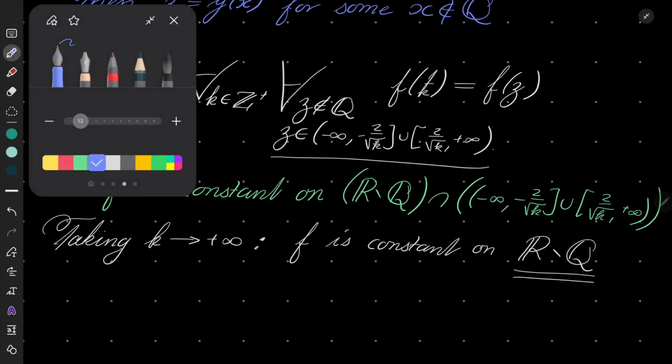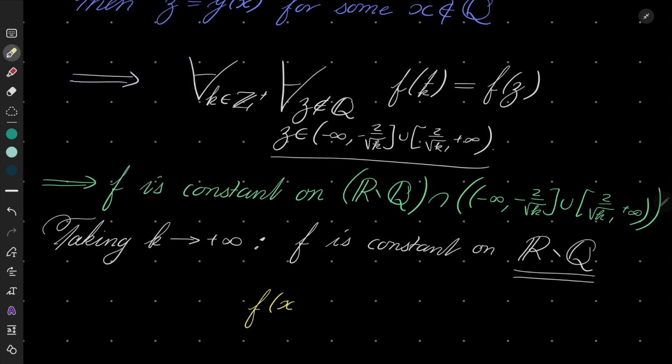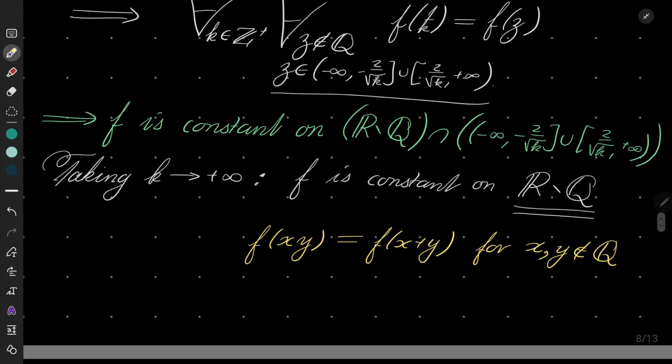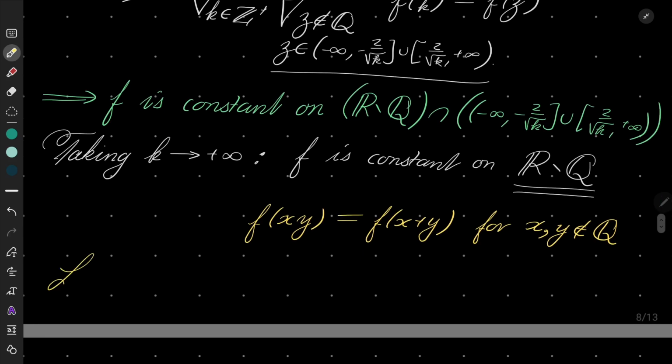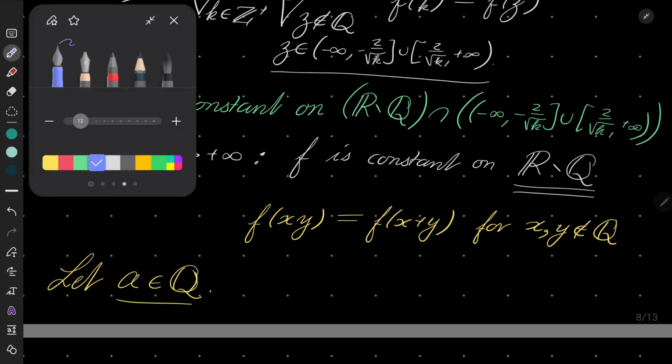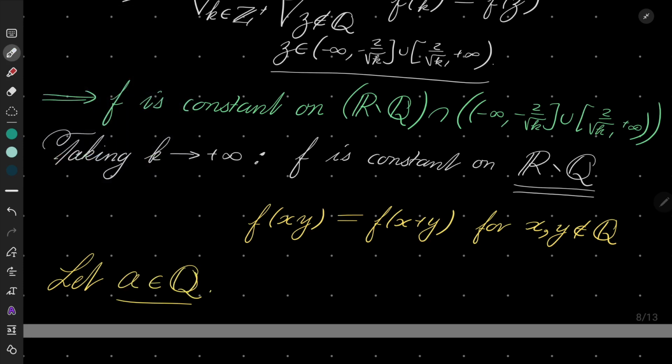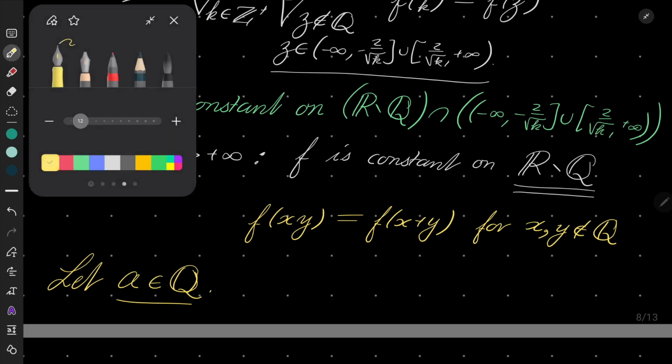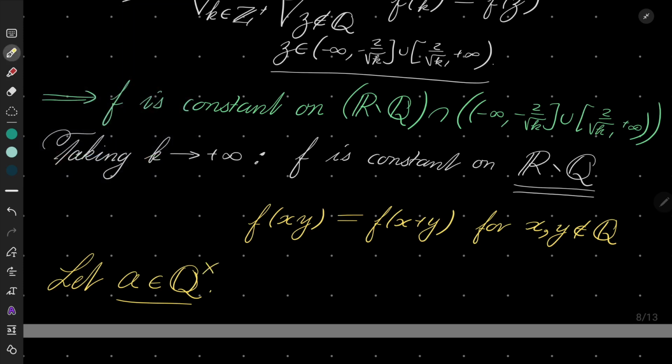It was f of x times y equals f of x plus y for irrational x and y. And now let's do the following. So let, for example, a be a rational number, rational this time, and let's say not 0.